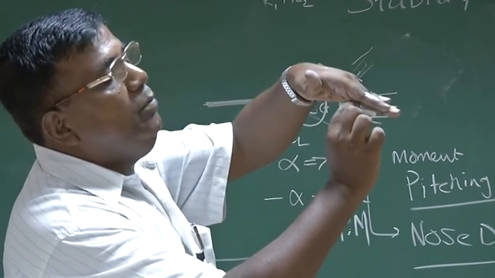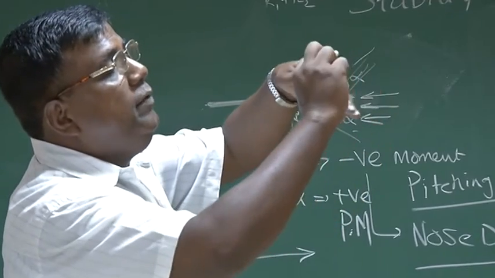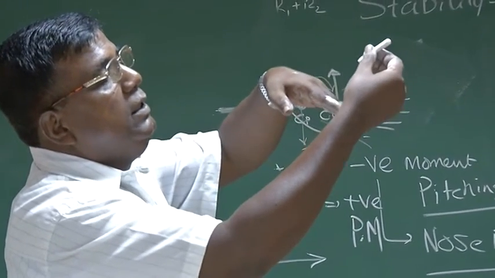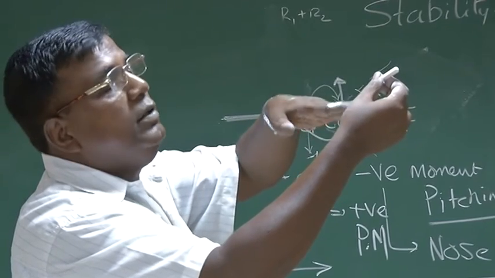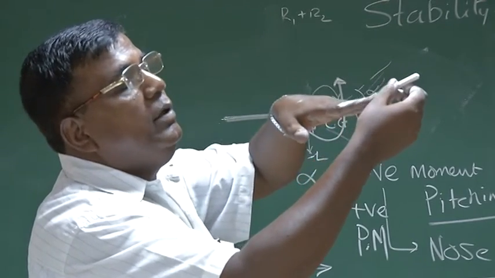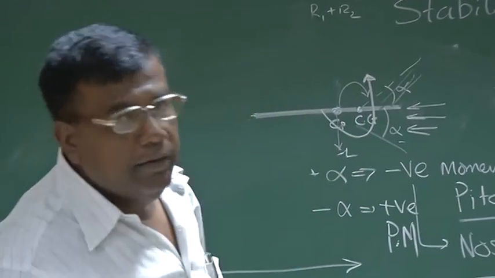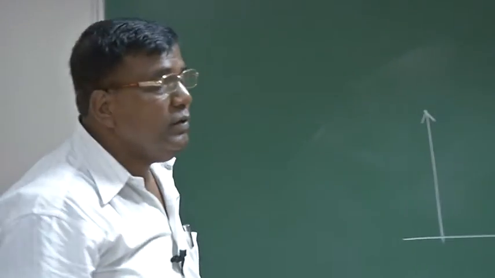So there is an initial tendency to make the disturbance 0. Negative alpha, if it is coming like this, then a nose up moment. So this disturbance is becoming 0, and it is coming back to alpha equal to 0 or whatever the original alpha is. So it has an initial tendency, and we said statically stable.